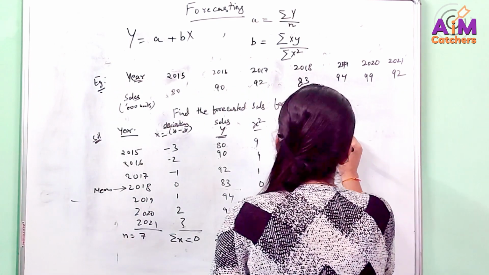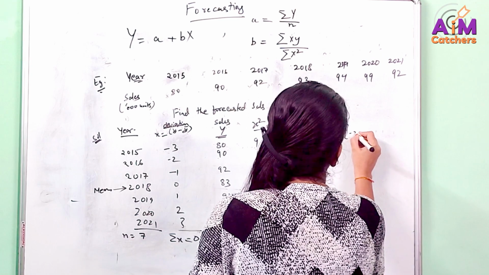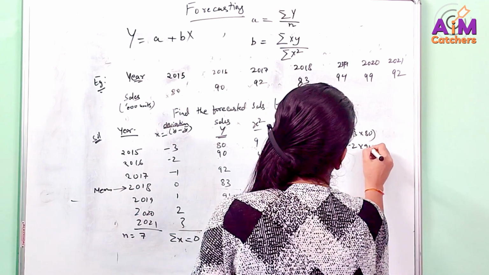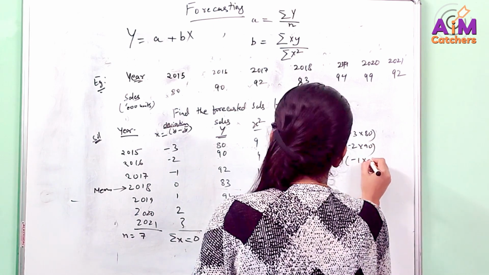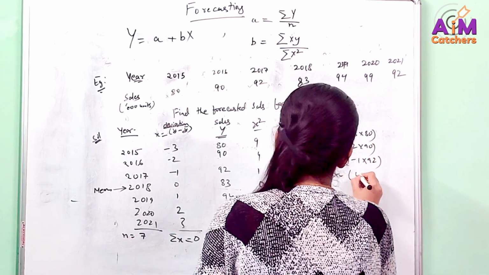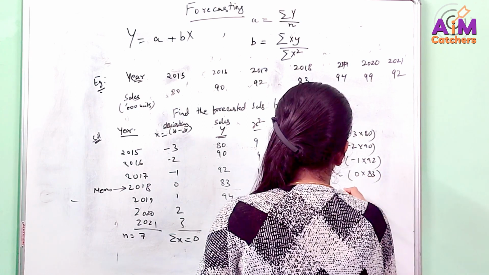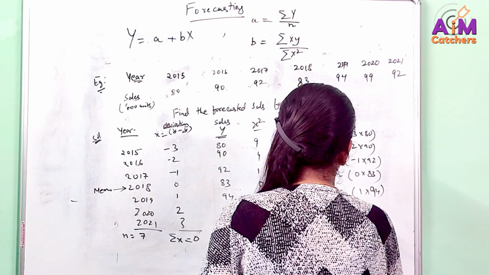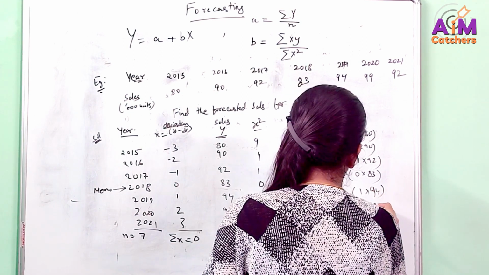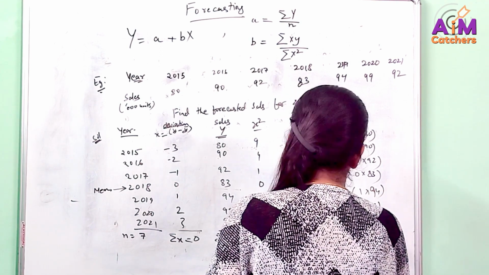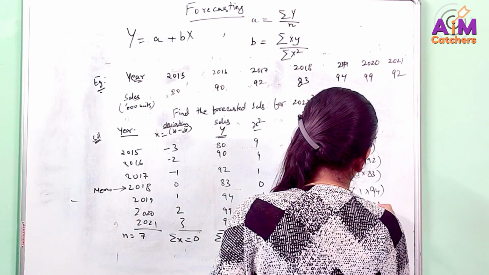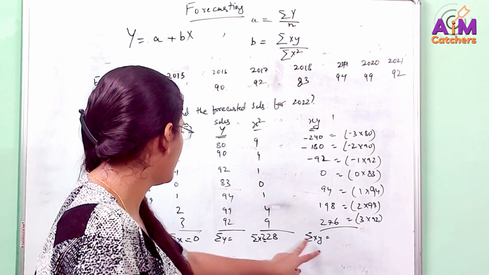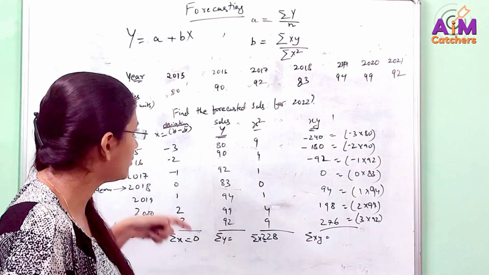You can write it down for you. It's like minus 3 into 80, minus 2 into 90, minus 1 into 92, 0 into 83, 1 into 94, 2 into 99 and 3 into 92. You can sum this up again. You will get sigma xy here, sigma y. Just add it down. Please note this table.